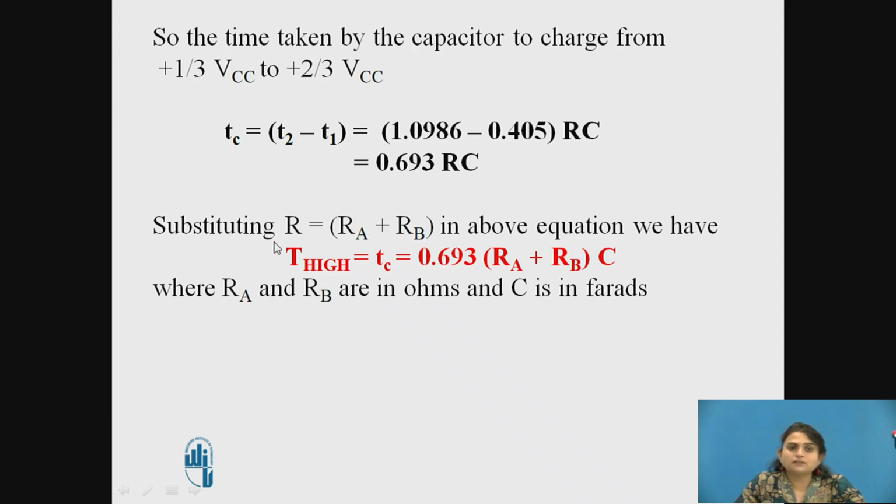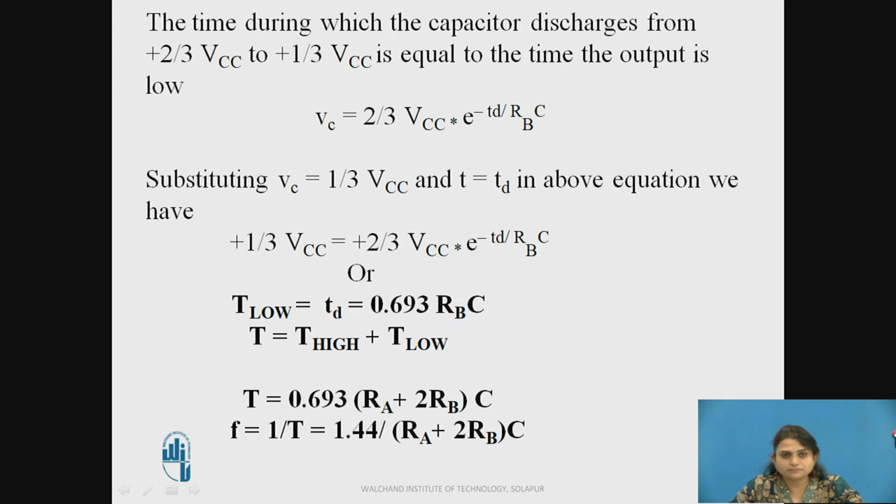Now, we can substitute the value of R, because it is the charging time, with Ra plus Rb in the above equation. So, we will get T high, which is equal to Tc, which is equal to 0.693 (Ra + Rb) C, where Ra and Rb are in ohms and C is in farads. The time during which the capacitor discharges from 2/3 VCC to 1/3 VCC is equal to the time the output is low.